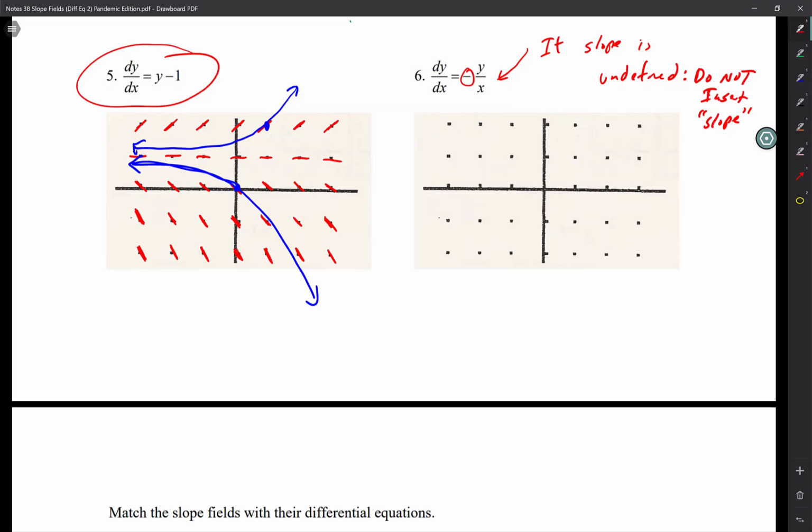Okay, you guys ready? All right, here we go. I am starting at 1, 1. At the point 1, 1, that's going to be a negative 1. Cool. Now let's go to a y value of 0, x value of 1. So this is a slope of 0 there. Be careful with the origin, do not put a slope field on the origin.